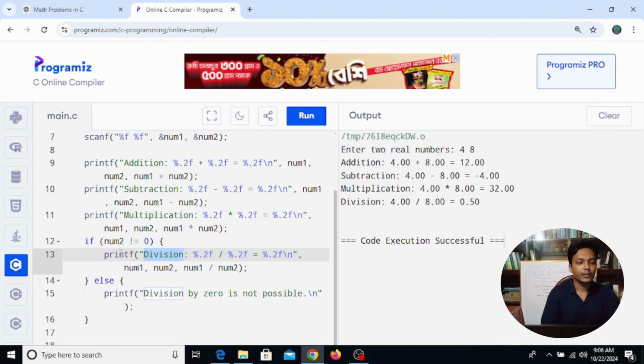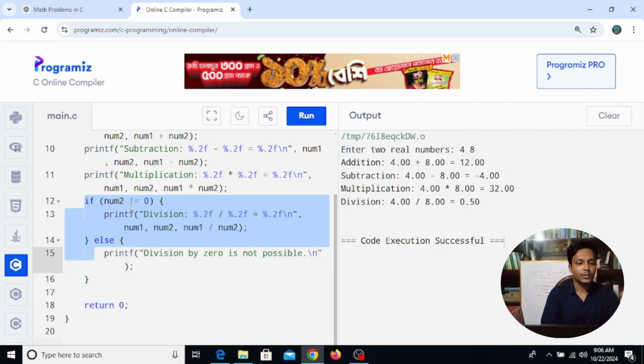Check this condition: if number 2 not equals 0, because we can't divide any number by 0, right? If number 2 is not equal to 0, then we can divide them, and else division by 0 is not possible. So this is how the program works, right?